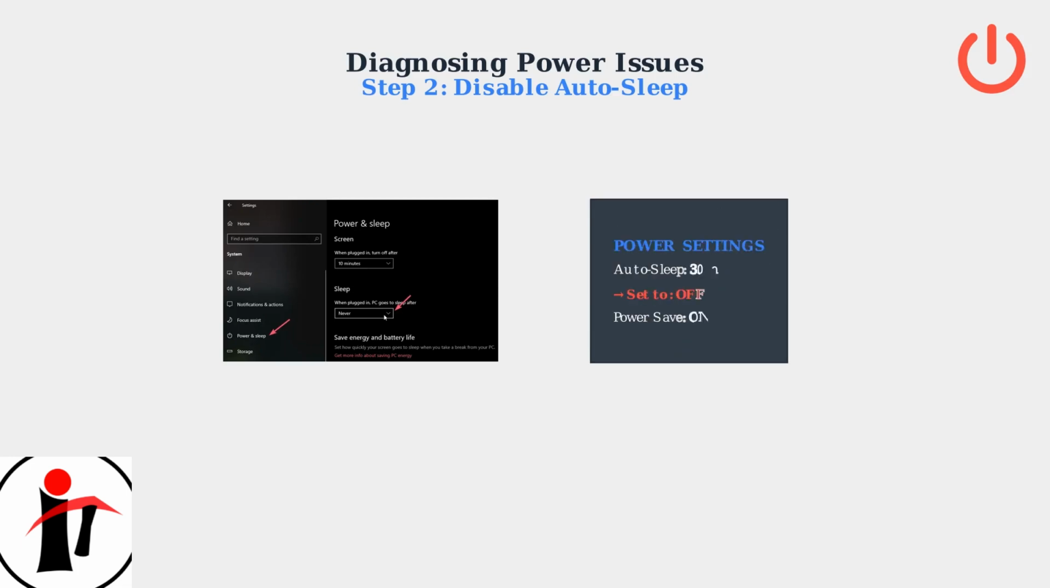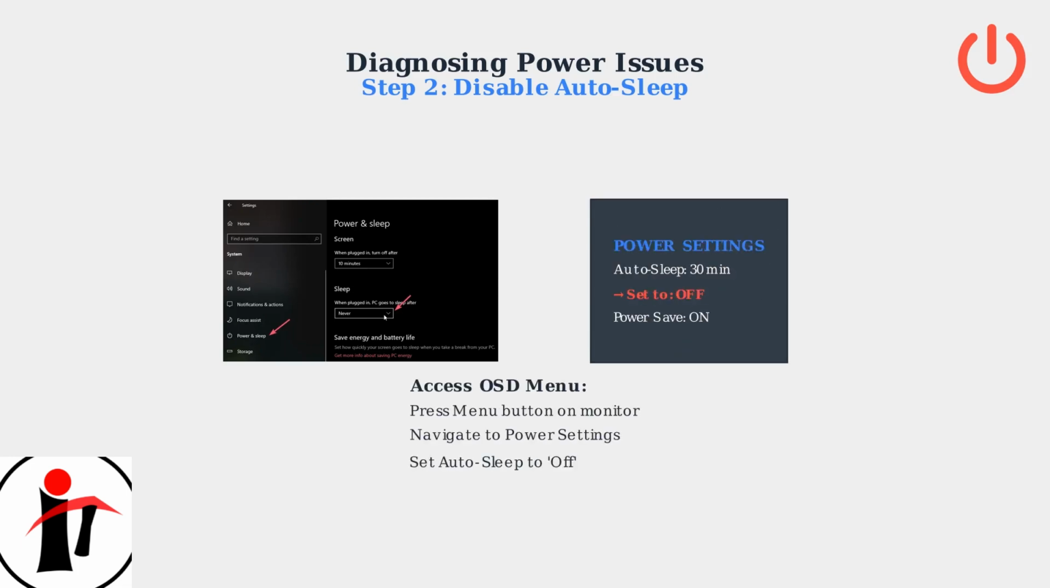Auto sleep malfunctions cause 31% of power problems. Access your monitor's on-screen display menu using the menu button. Navigate to Power Settings and disable the auto sleep timer by setting it to off.